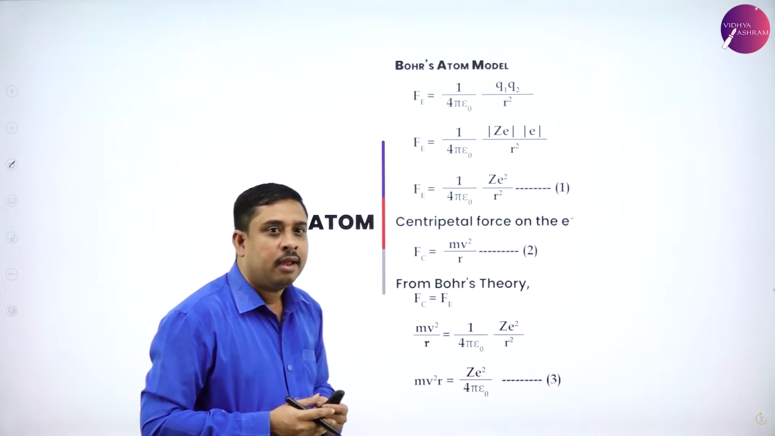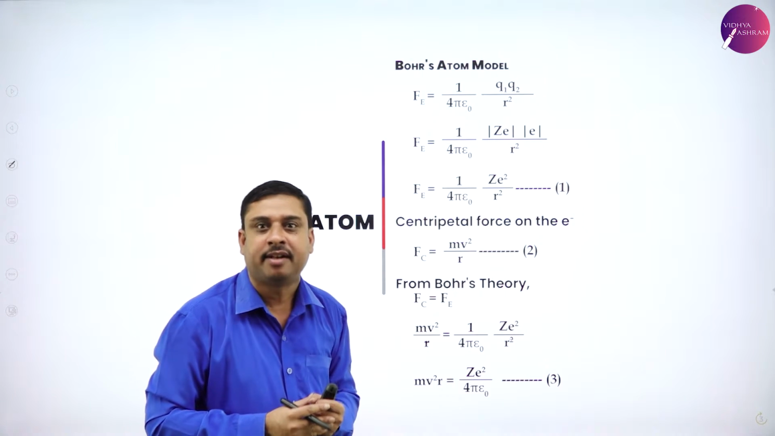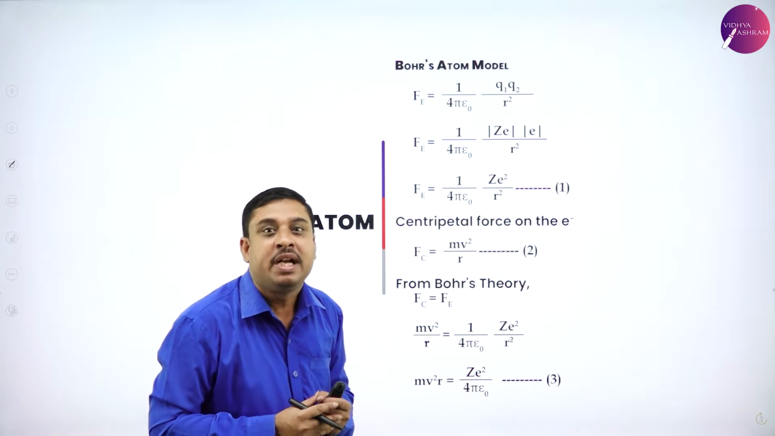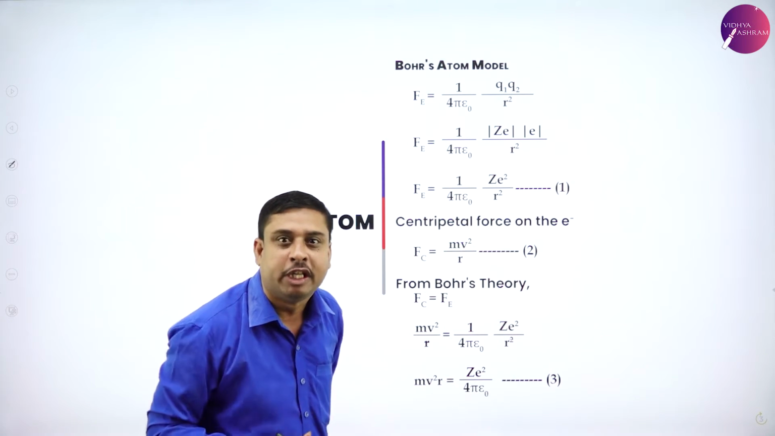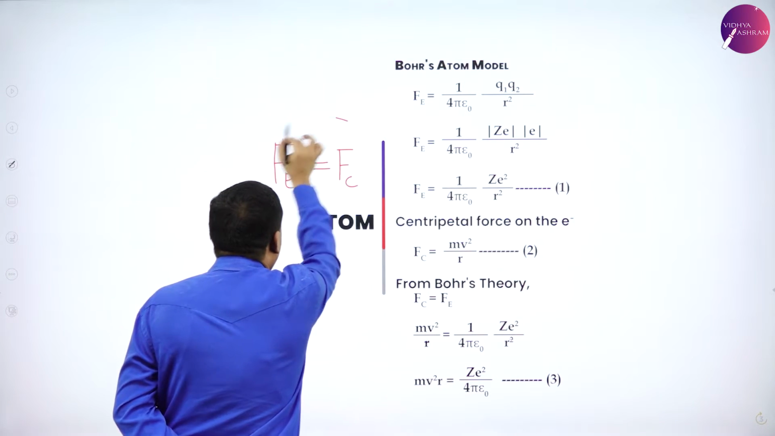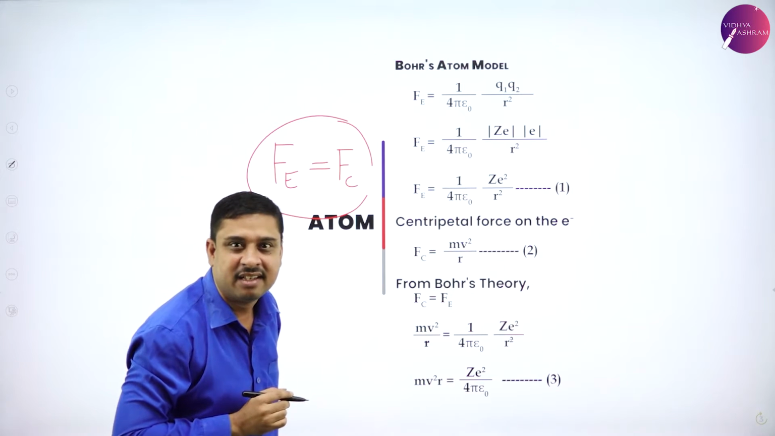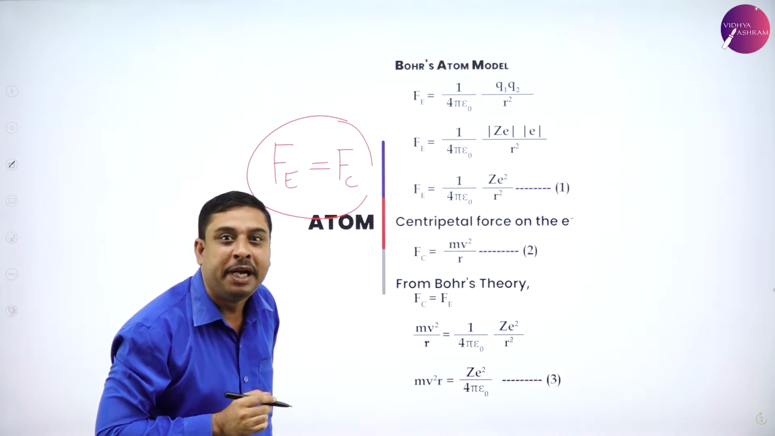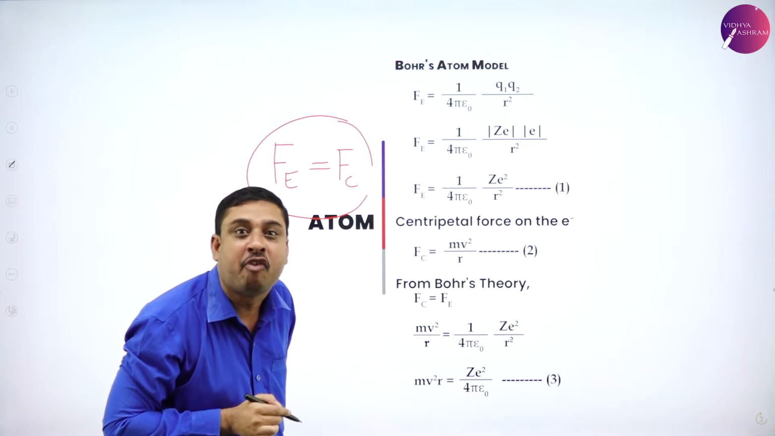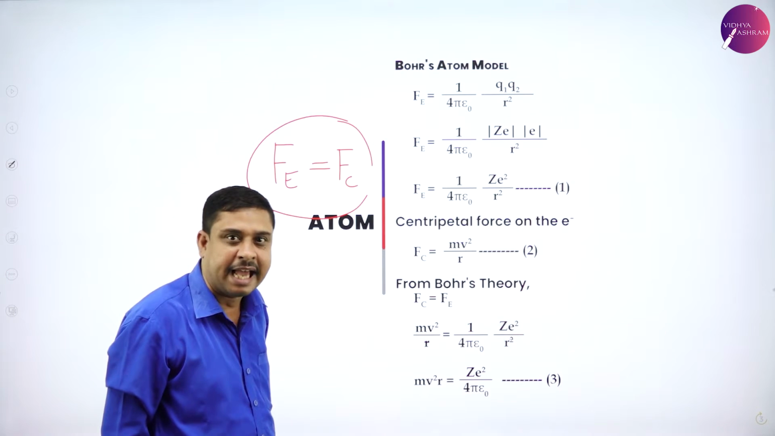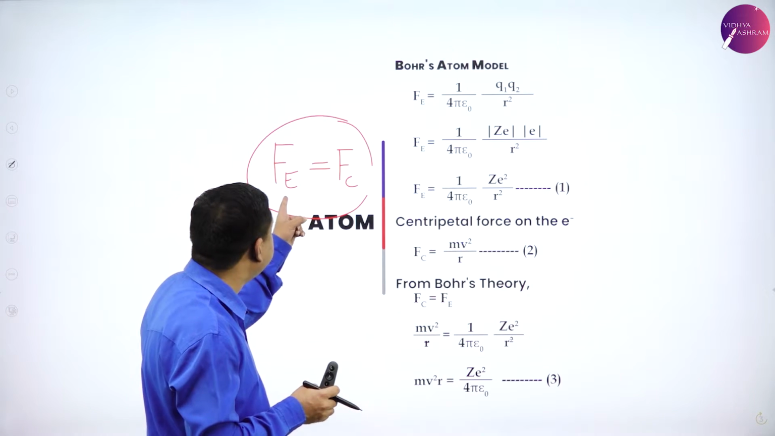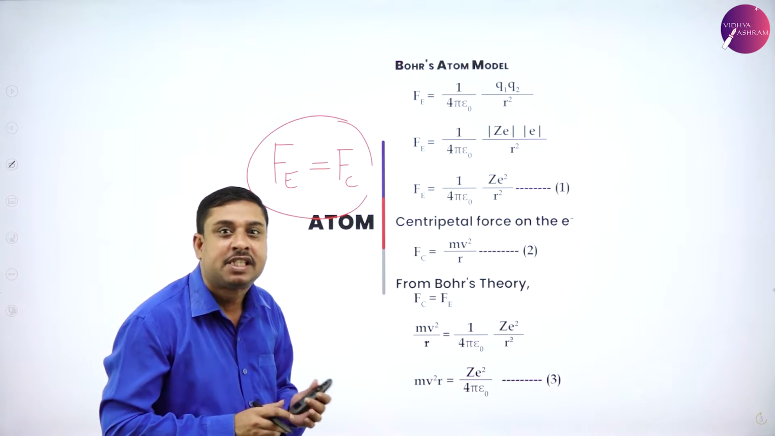Now, from Bohr's postulate, we have understood why the electron revolves around the nucleus and does not fall into the nucleus. Niels Bohr is giving a condition where Fe is equal to Fc. What was Fe? Electrostatic force between the nucleus and the electron. What is Fc? Centripetal force acting on the electron. And therefore, in the first part of the derivation, it is very important that we calculate this Fe and Fc.